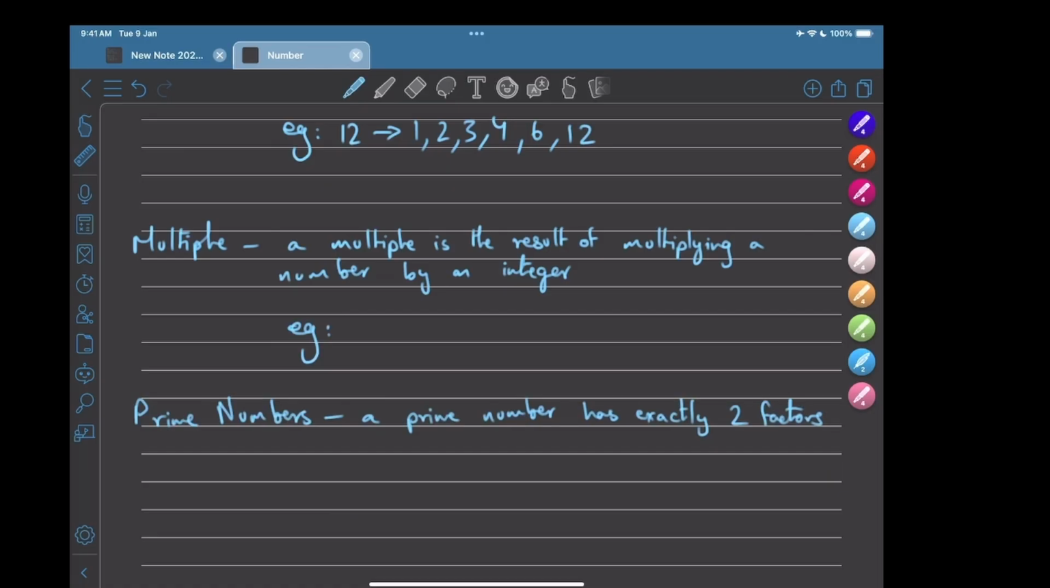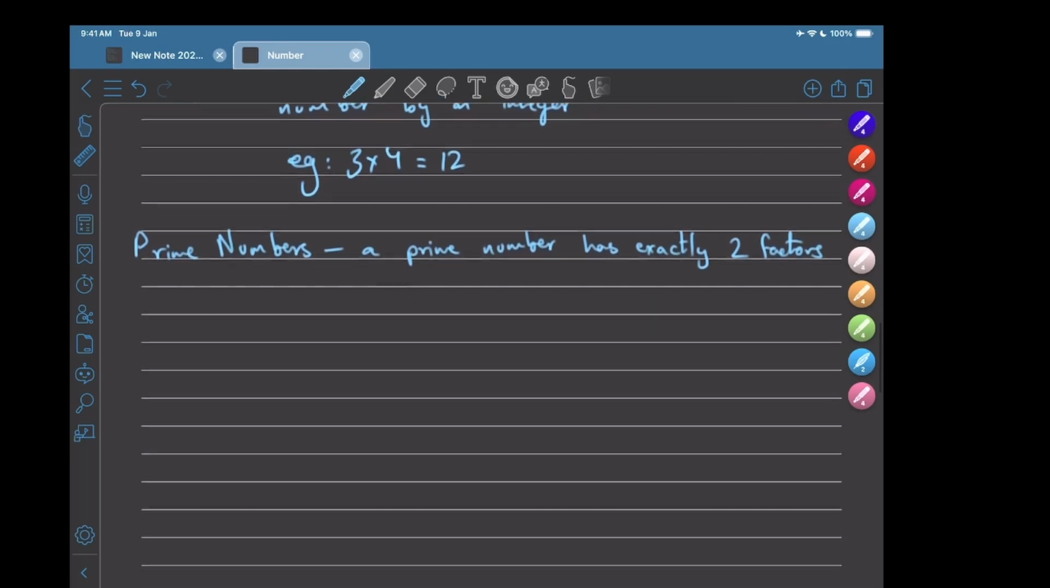So basically what you do is 3 times 4, multiplying two whole numbers, and then you get 12. So 12 is a multiple. This right here is a multiple. All right, so that's what multiples are. Now let's finally move on to prime numbers.